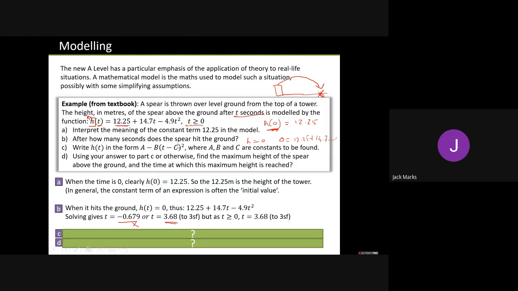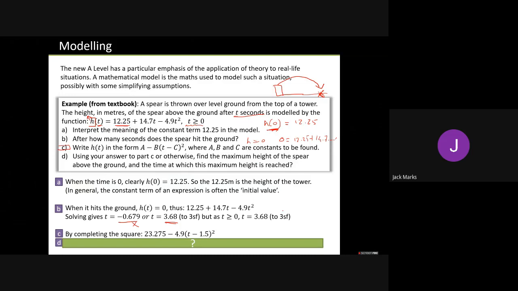Part C is completing the square. So we can complete the square. Use your answer to part C. Remember, questions are linked together. They're meant to be some sort of coherent question. So you need to sort of look for links between them.